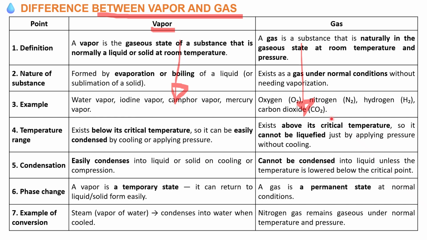But if we talk about oxygen, hydrogen, nitrogen, these are gases, in a permanent state, and at normal temperature and pressure they will not condense. So this is a very important difference between vapor and gas, and this entire chapter is related to properties of gas only, not vapor.